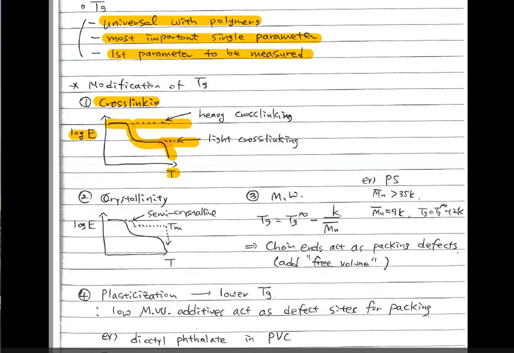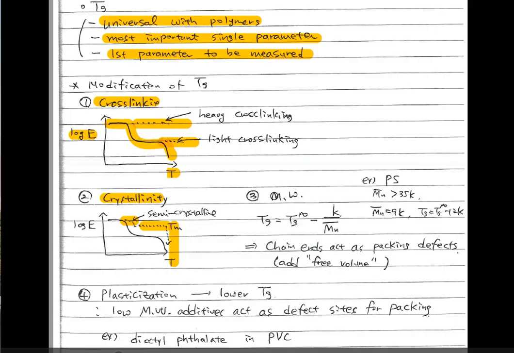The second effect which can modify Tg is crystallinity. If you compare amorphous and semi-crystalline polymers, semi-crystalline polymers basically have a little bit larger Tg, and also they have some lower plateau, and after that they have a melting temperature like this. So semi-crystalline polymers have a little bit larger Tg compared to amorphous polymers if you have the same polymer backbone.